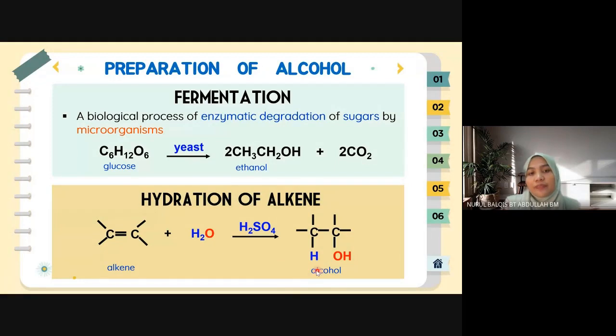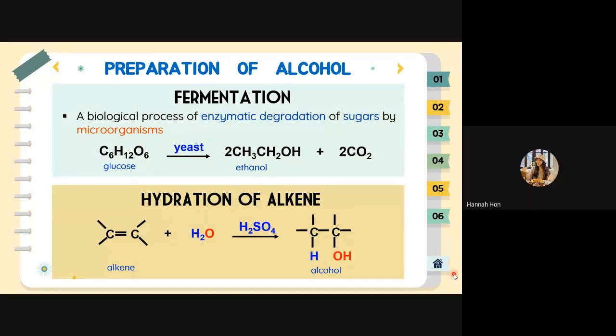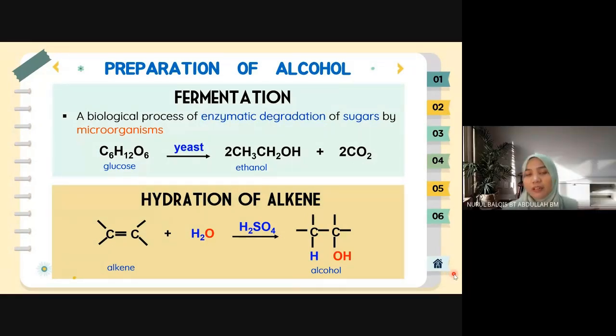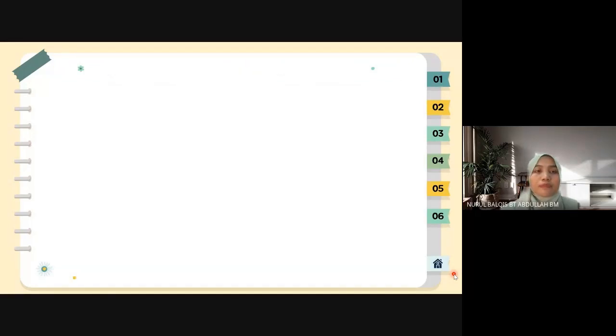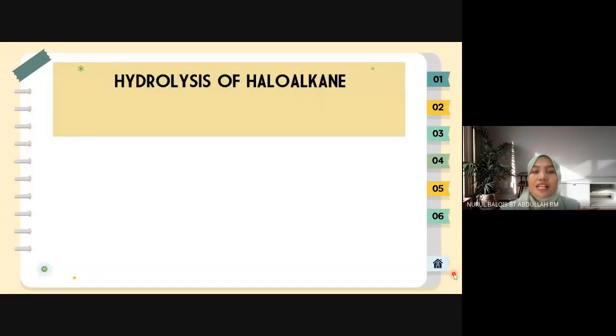Okay, now can I know what is the name of the rule used to determine whether hydrogen or OH is to be added to which carbon? What rule do we use? Markovnikov. Yes, Markovnikov. Right.